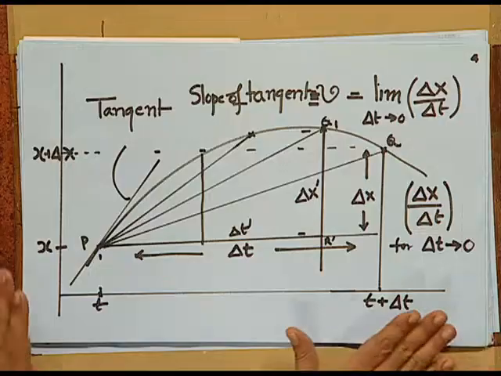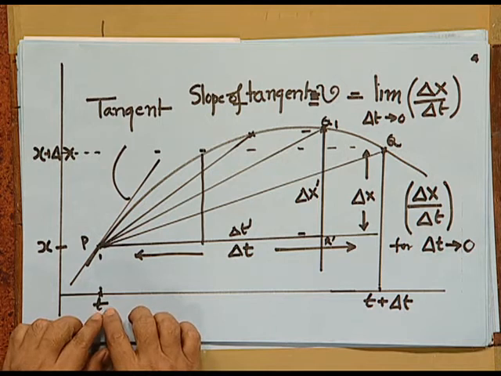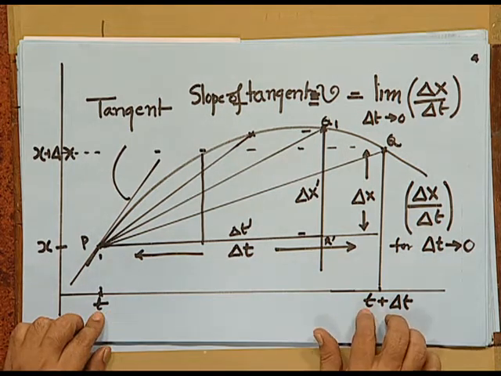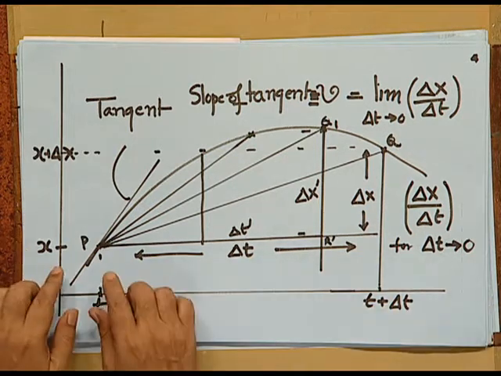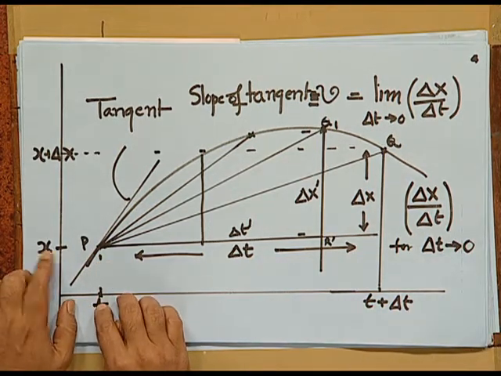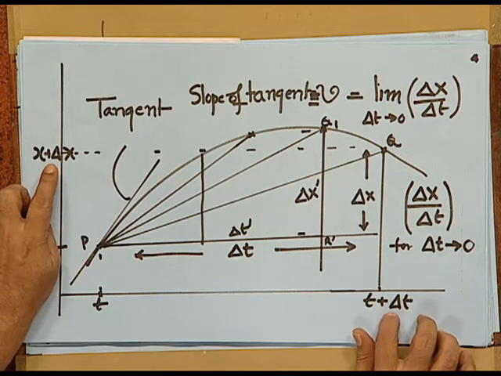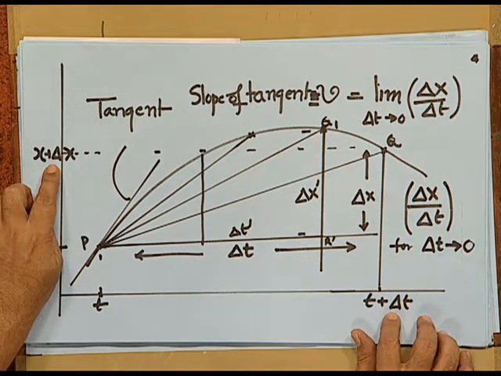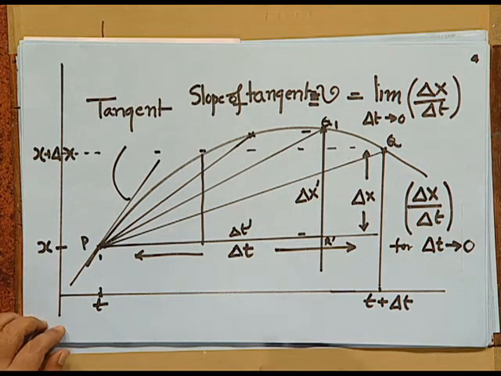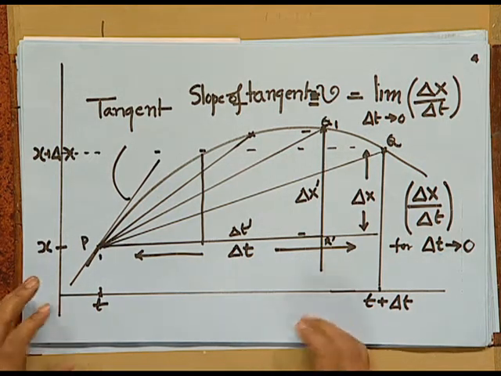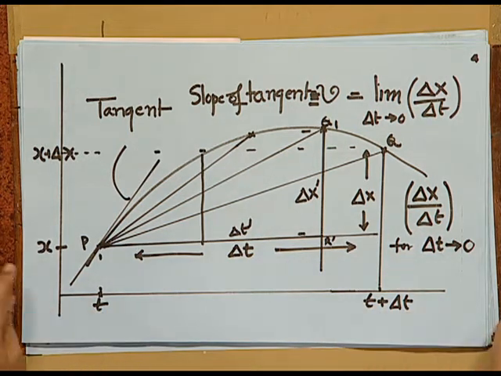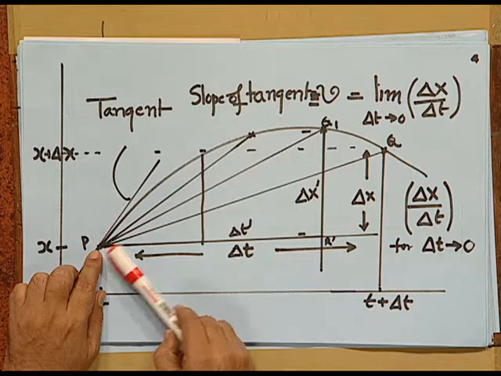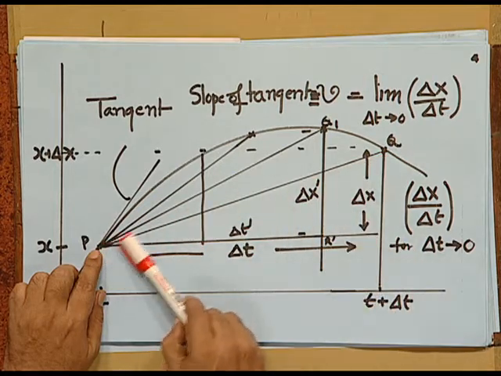Let us look at this graph, the position-time graph, in a very small interval of time, that is from time t to t plus delta t, of the particle moving along a straight path. Its position coordinate at time t is x, at time t plus delta t is x plus delta x. Now, to find the average velocity in the interval t and t plus delta t, you join this point P to point Q and you get this line.